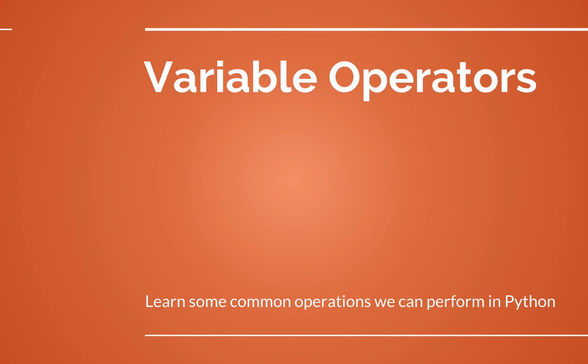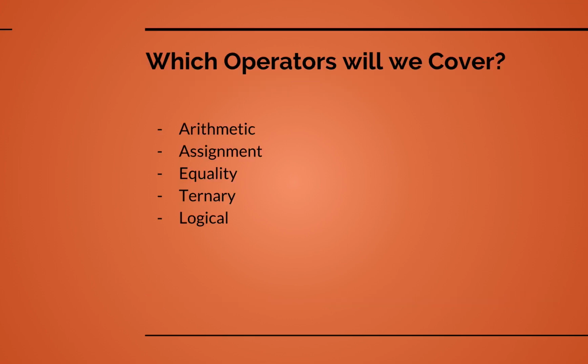What's up everyone, and welcome to our tutorial on variable operators in Python. Here we're going to learn some of the operators and the corresponding operations that we can perform on those variables which we covered previously. Now we'll be breaking our operators into 5 main categories. We'll start with arithmetic operators, then look at assignment operators, then equality operators, the ternary operator, there's only the one, and then logical operators last.